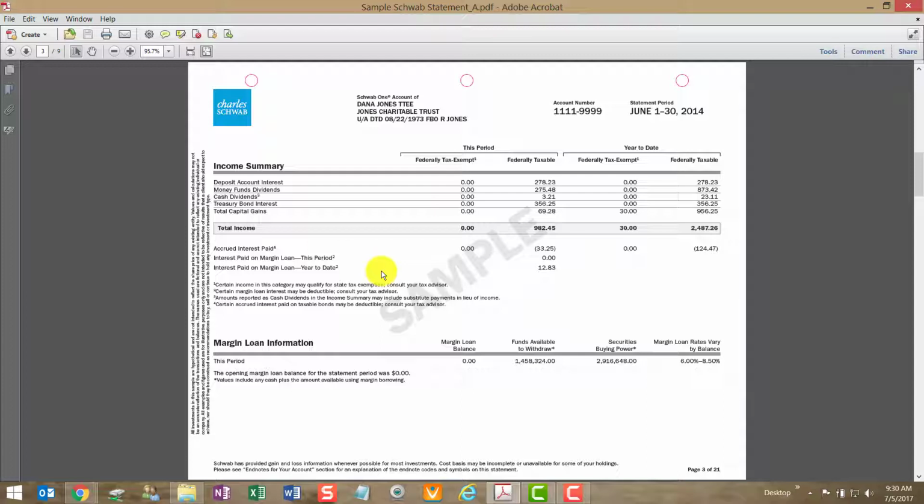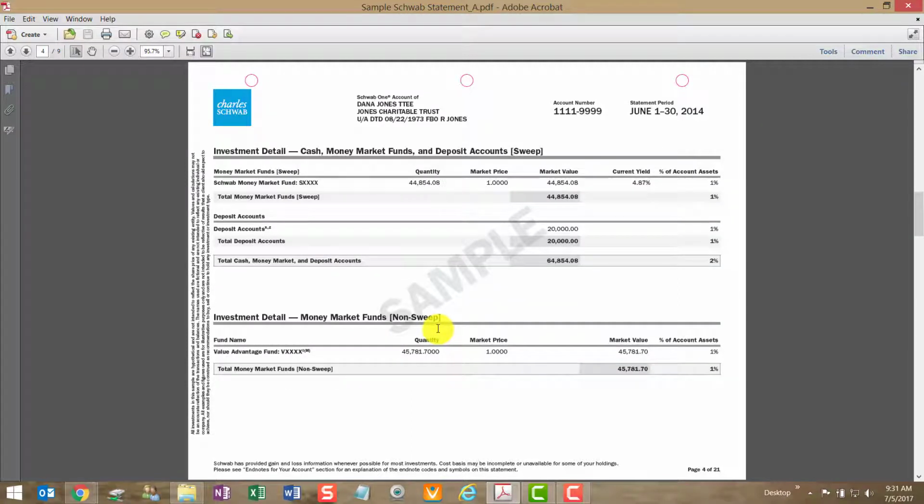So you'll see this here. You'll see income summary, deposit account interest, money market, federally tax exempt, federally taxable. Certain types of investments can be tax exempt from federal, state, and local, where others, any income that's generated is going to be taxable to you depending on whether it's a short-term gain or a long-term capital gain. Then you have a year-to-date here. You have margin loan information if there's any margin.